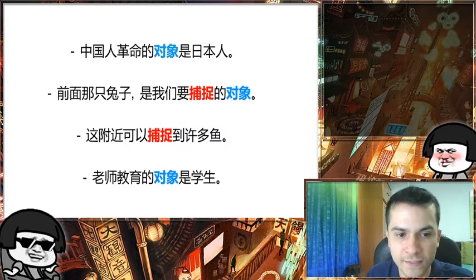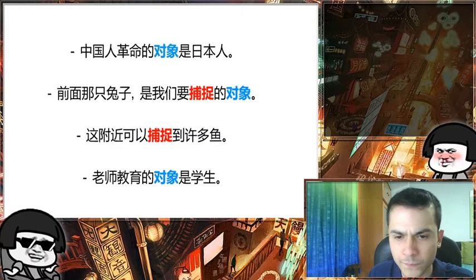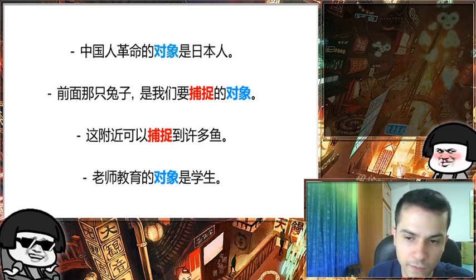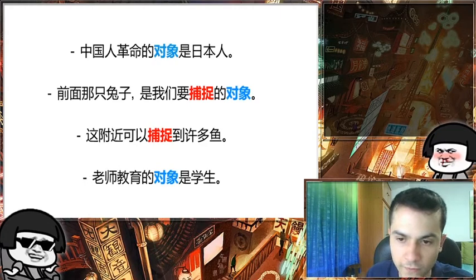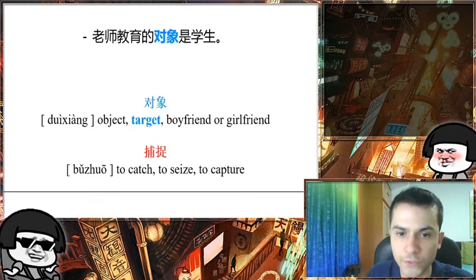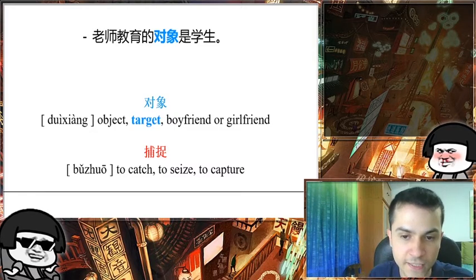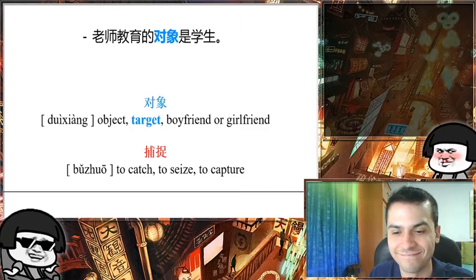So who is the object? Who is the target of the teacher? The students, right? So the teaching, the target of teachers teaching is the student in this case. Yeah, I think in this context, it would be singular. And that's pretty much it. Now let's take a look again at the pronunciation. Object, target, 对象, to catch, to capture, to seize, 捕捉. Next one.